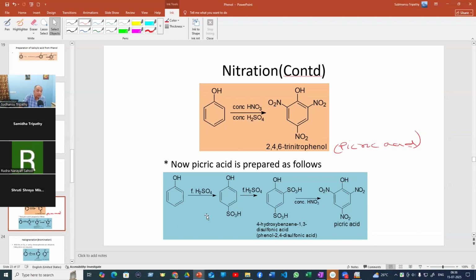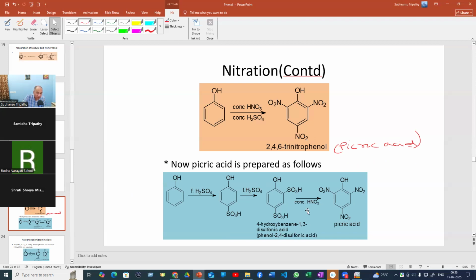So first, fuming sulfuric acid will make it sulfonic acid. Sulfonation will happen at the para position almost exclusively because SO3 or SO3H plus, the electrophiles, are bulky, so they will prefer to go for the para position rather than experience steric hindrance. So you get, and an excess of fuming sulfuric acid will make it at the most disulfonic acid. This is disulfonic acid, ortho and para.